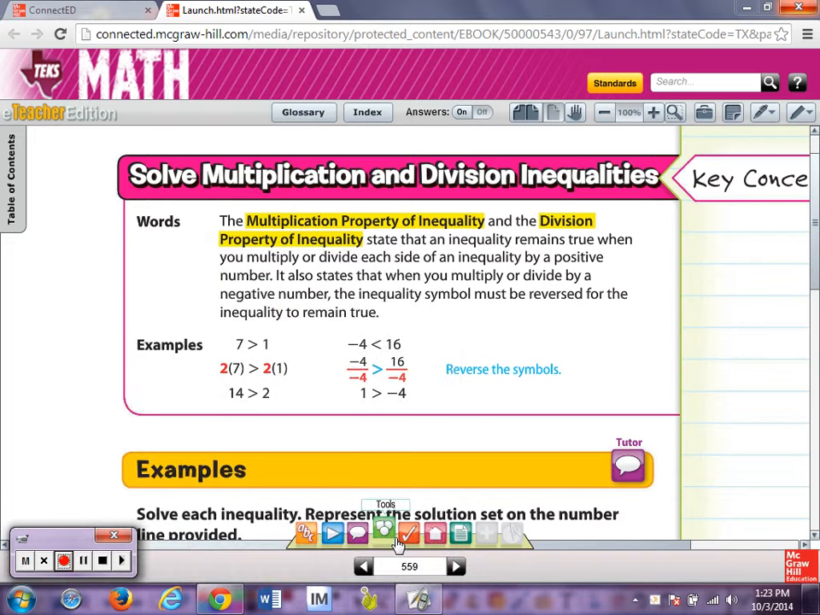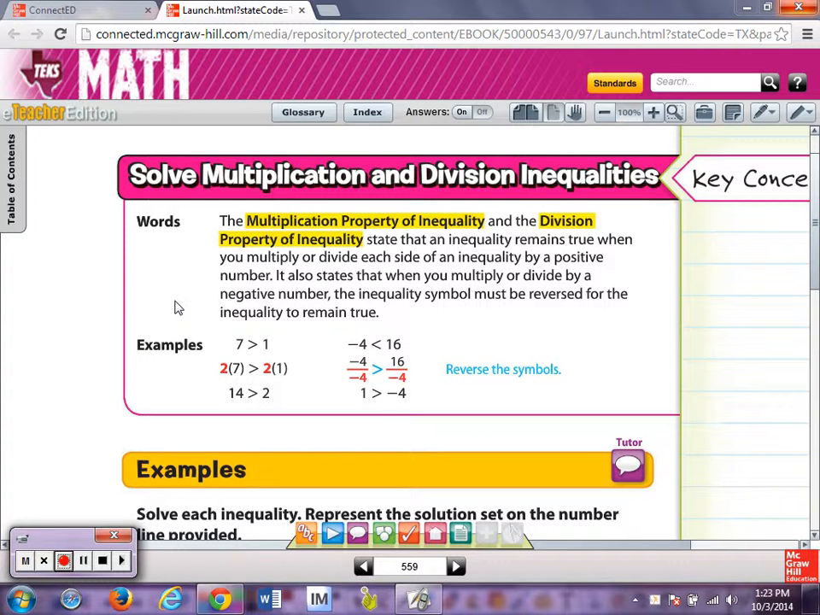All right, welcome back to Chapter 7, Lesson 6. Now we're doing our second video here, and we are once again solving one-step equations. This time we're using multiplication and division. Here is a bit of a difference in what we did with regular equations.